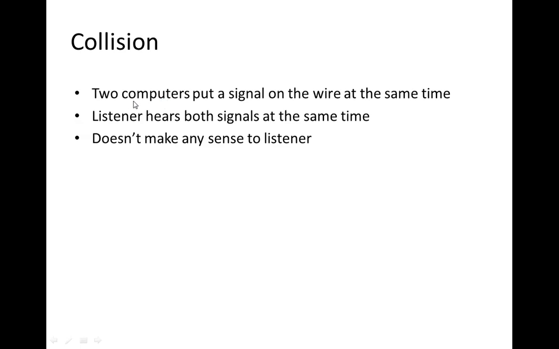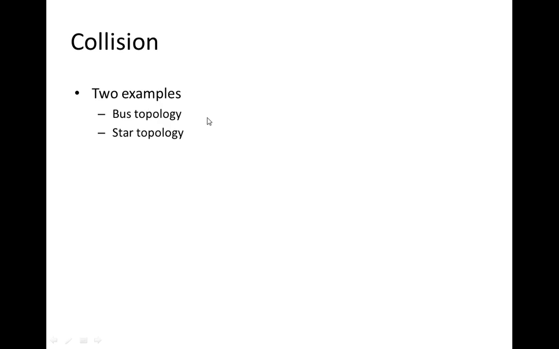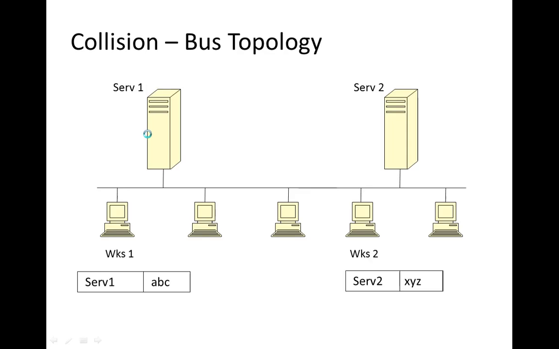A collision is where two computers put a signal on the same wire at the same time, and the listening computer hears both signals at the same time, and they don't make any sense at all to the listener. So let's look at collisions in a bus topology and a star topology. It's easiest to see a collision in a bus topology.